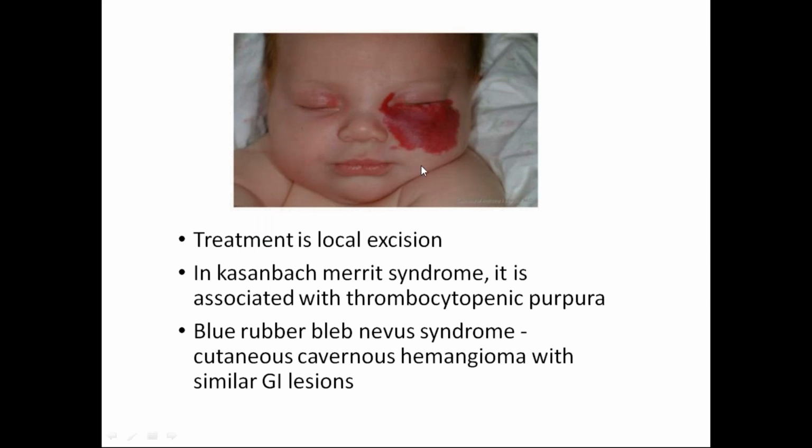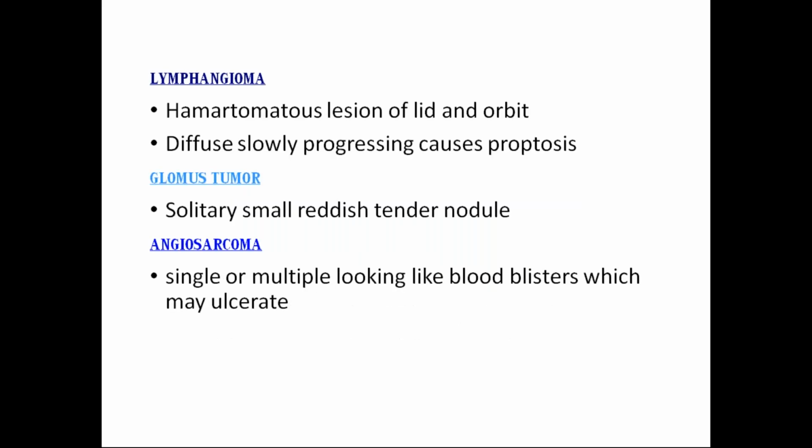Treatment is usually local excision of the cavernous hemangioma, and it is usually associated with some syndromes like Kasabach-Merritt syndrome, which is associated with thrombocytopenic purpura. There is thrombocytopenia in these particular children. Then there are other vascular tumors like lymphangioma, glomus tumors, and angiosarcoma. Just remember the names, that is sufficient.